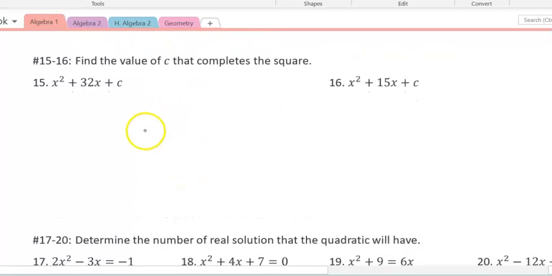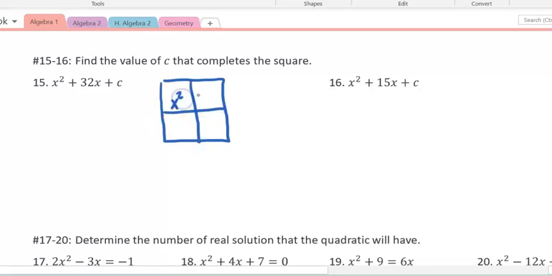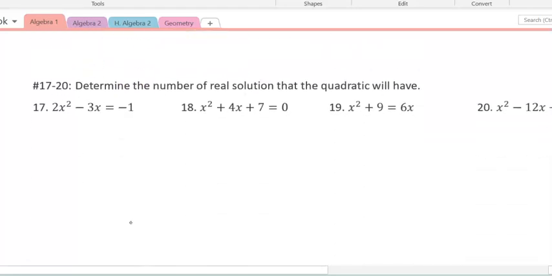All right, finding the C value that completes the square, I'll just get you started here. It's literally just asking you for what C is. So if you could do the previous problems, you got this one. You take the 32x and you split it in half, so 16x and 16x. So this is x plus 16 and this is x plus 16. It's seriously just asking you what number completes the square. So it's whatever that number is.